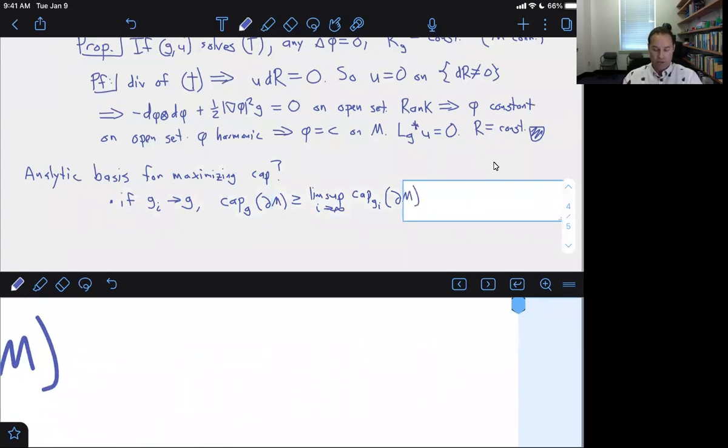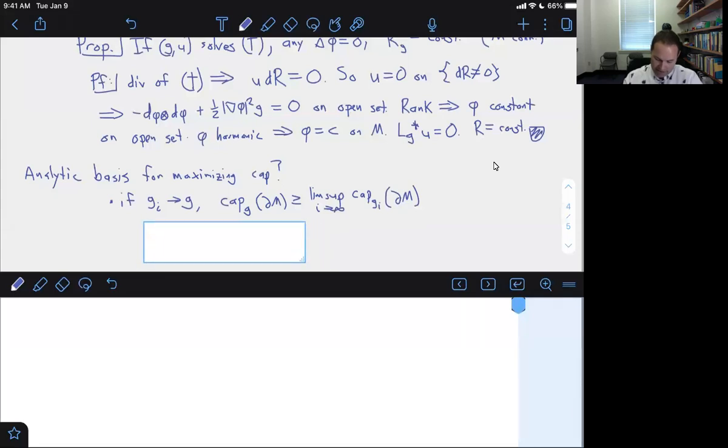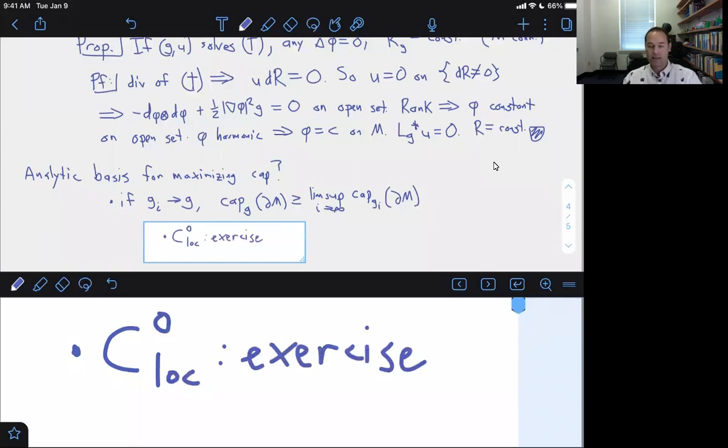So a couple things. One, this is easy to show for C0 loc, this is just an exercise. It's just playing around with the definition of capacity. That is much easier than the corresponding C0 result that I mentioned earlier for lower semi-continuity of mass. For capacity here, that's much easier.